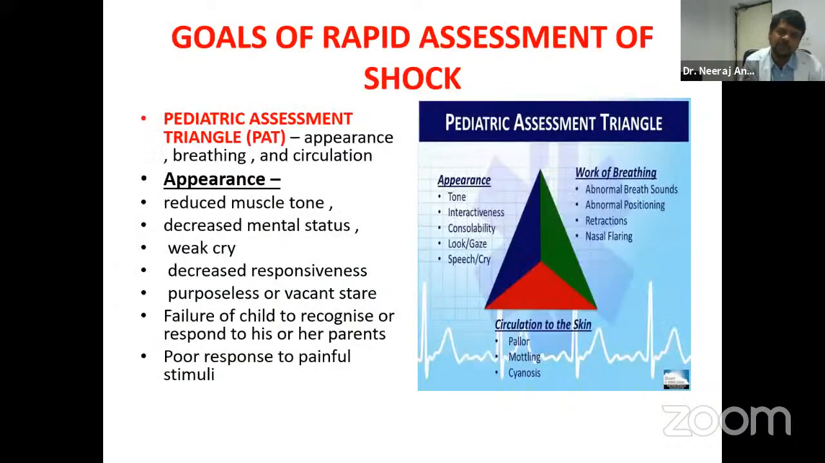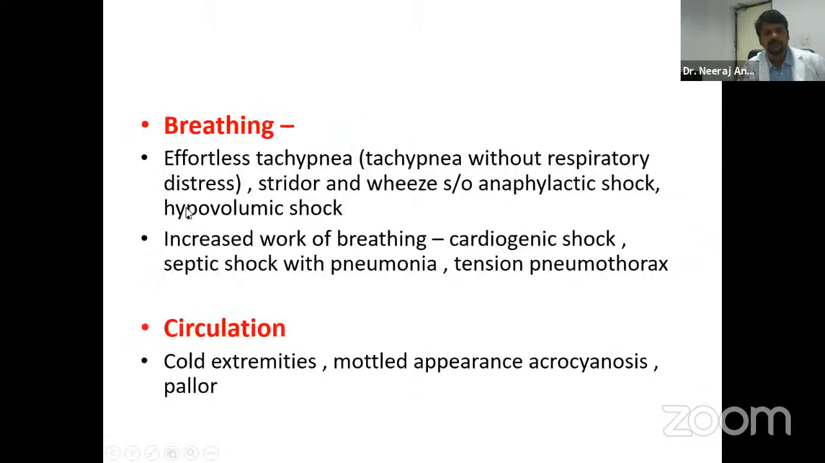So if a patient comes to emergency, we have to assess the patient rapidly by the pediatric assessment triangle, in which we rapidly assess for appearance, breathing, and circulation. In appearance, we look for signs and symptoms of decreased organ perfusion, especially CNS manifestations. So if the patient is having reduced muscle tone, decreased mental status, weak cry, decreased responsiveness, or purposeless or vacant stare, and if the child is unable to recognize his parents, or if there is poor response to painful stimuli, these all are indicators that the patient might be in shock.